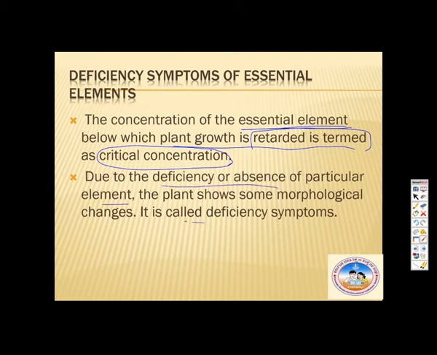For elements that are actively mobilized and exported to young developing tissues, the deficiency symptoms appear first in the older tissues. Example, deficiency symptoms of nitrogen, potassium, magnesium are visible first in the senescent leaves. Now I want you to listen to what is the actual meaning of the statement.